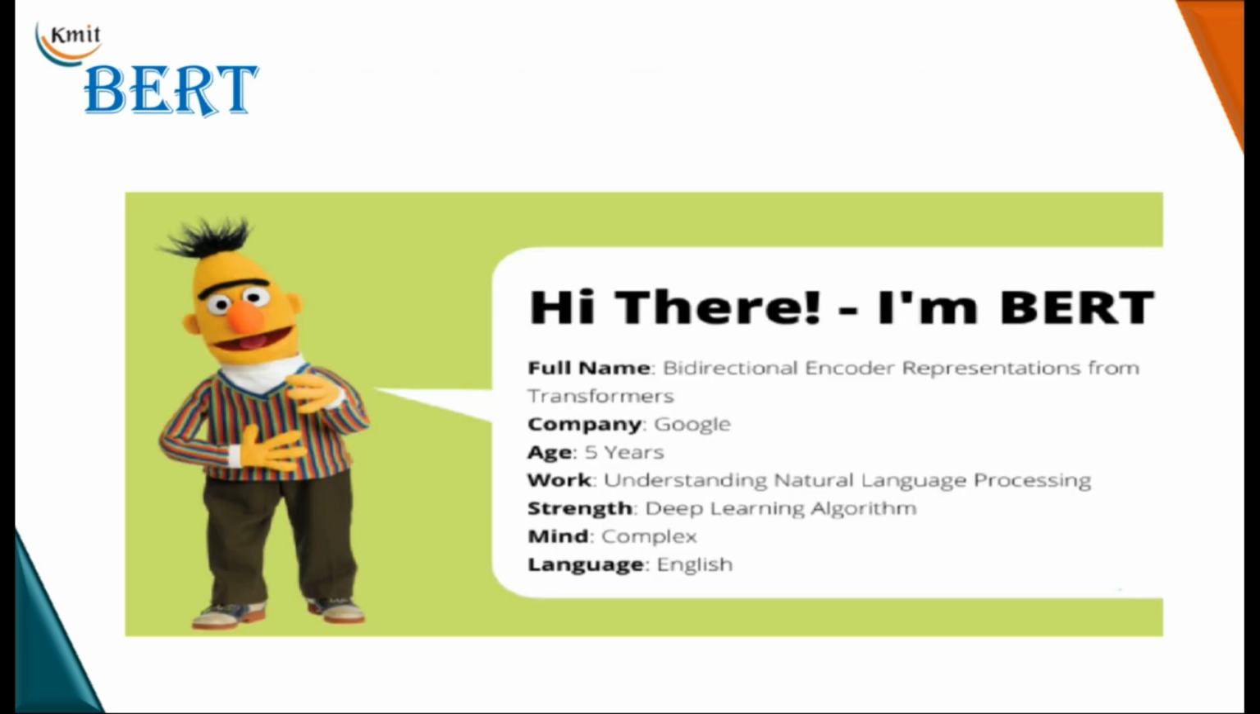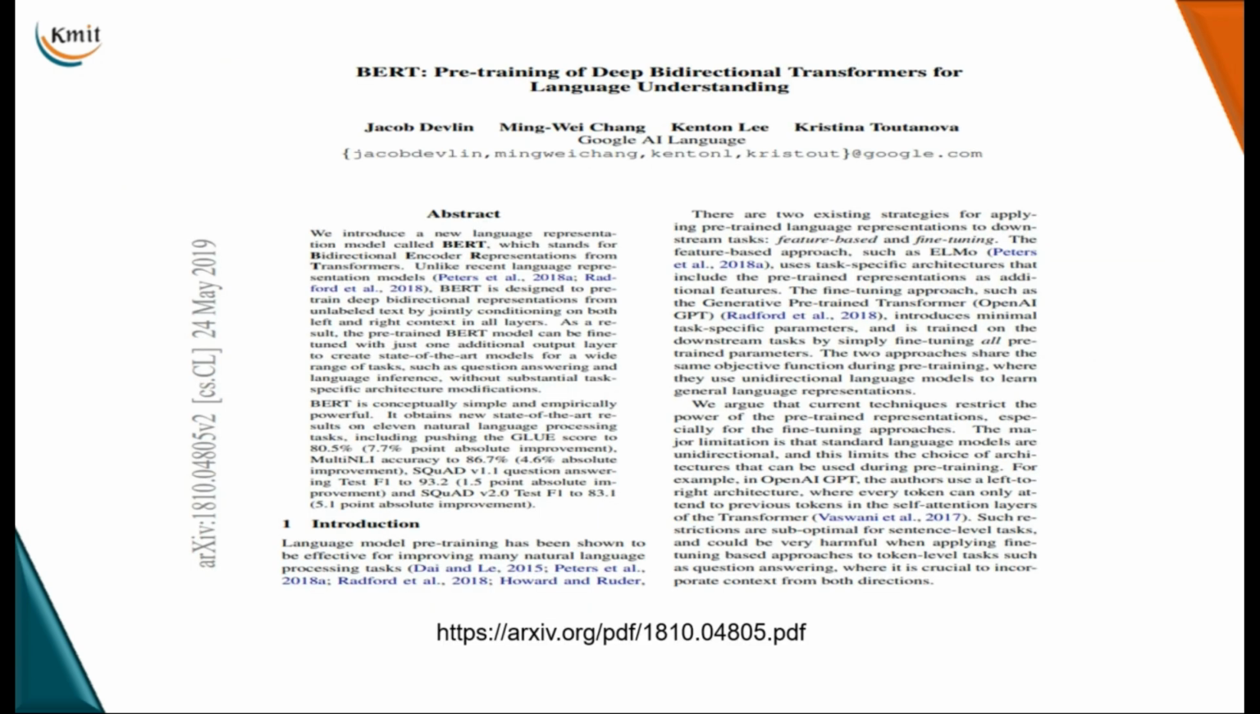Now let's see what BERT is all about. BERT stands for Bidirectional Encoder Representations from Transformers. Let me repeat: BERT stands for Bidirectional Encoder Representations from Transformers, and this was developed by Google. It is 5 to 6 years old; BERT was developed around 2018 and 2019, and it basically understands natural language processing. It processes natural language text. The strength of BERT is deep learning algorithms. It is very complex, and the language it is trained on is English.